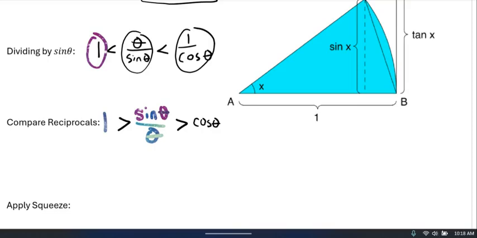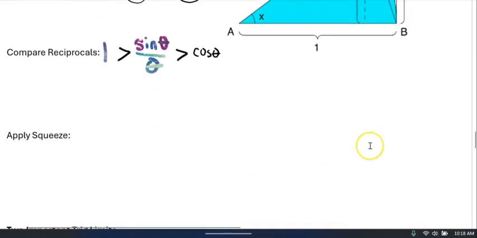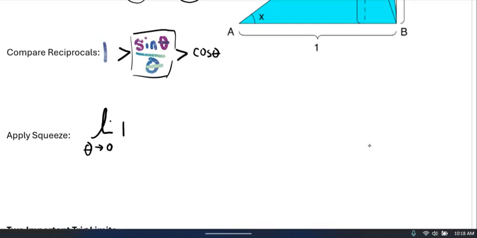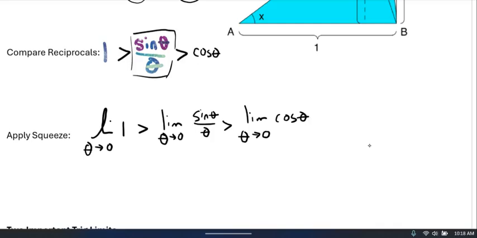All right, now we're going to apply the squeeze theorem. I want to think about the limit as theta goes to 0 of this middle piece, but to do that, I'm going to consider all three of them. The limit as theta goes to 0 of 1 should be greater than the limit as theta goes to 0 of sine theta over theta, which should be greater than the limit as theta goes to 0 of cosine theta. Now, the one on the left is just a constant function. That's just going to be 1.